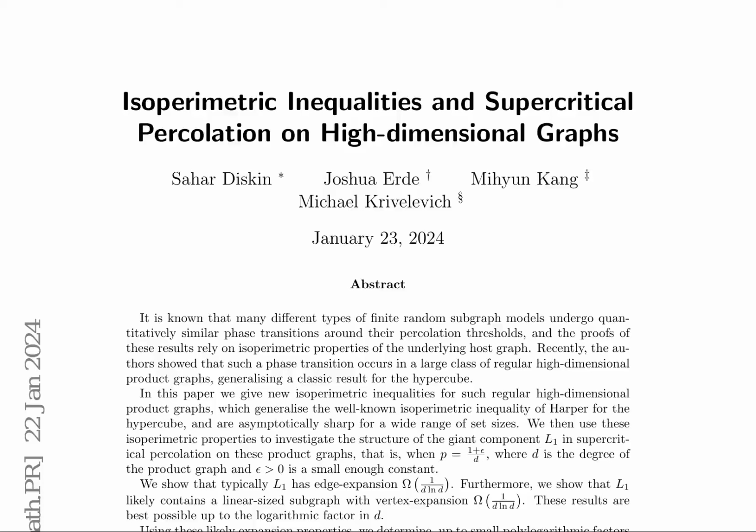Specifically, Theorem 3 states that for a high-dimensional product graph G, under certain conditions, the largest component L1 in G_p has strong expansion properties, providing lower bounds on the edge expansion and vertex expansion for subsets S of L1. These bounds are significant improvements over previous results, especially when the subset S is connected. The paper's findings contribute to a deeper understanding of the structural properties of high-dimensional product graphs and their behavior under percolation, shedding light on their intrinsic expansion properties.